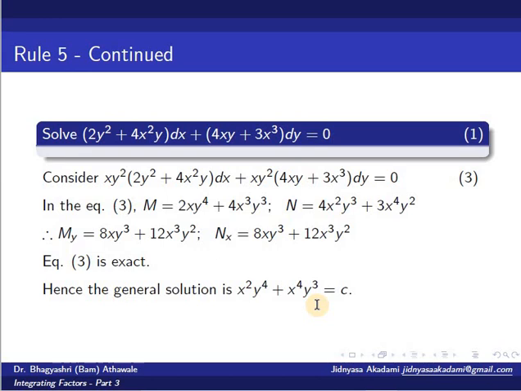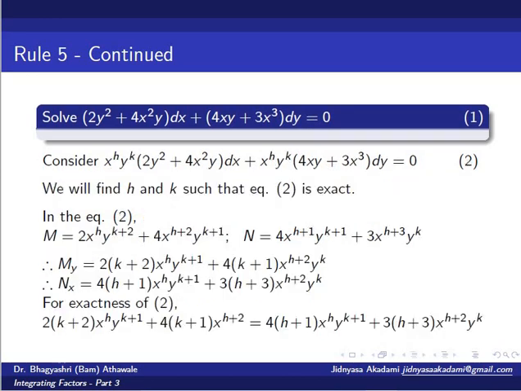Now we want to determine the conditions on m and n for which this x raised to h, y raised to k can be an integrating factor. So let us recall our previous step, this step. Here I can take these two equations and h and k, because the terms are the same here. That means x raised to h, y raised to k plus 1, and it is also present here. And the same is true for this also.